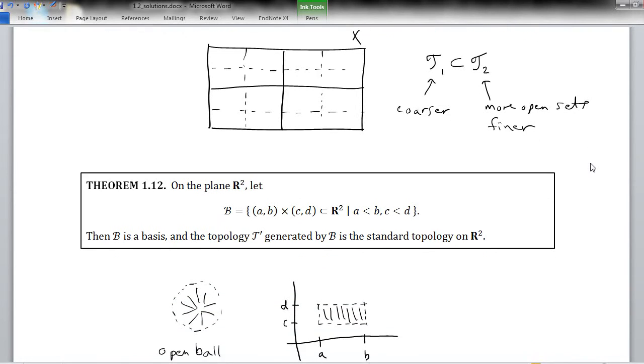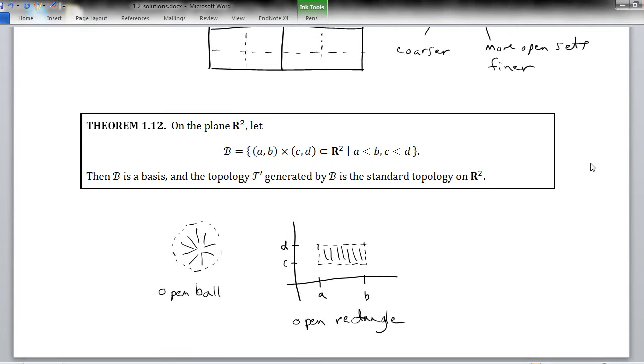All right, one more ingredient before we do part B. Theorem 1.12. On the plane R2, let B be the collection of all Cartesian products of open intervals. These are going to be called open rectangles in the plane. And this collection B is a basis, and the topology T prime generated by B is actually the same as the standard topology on R2.